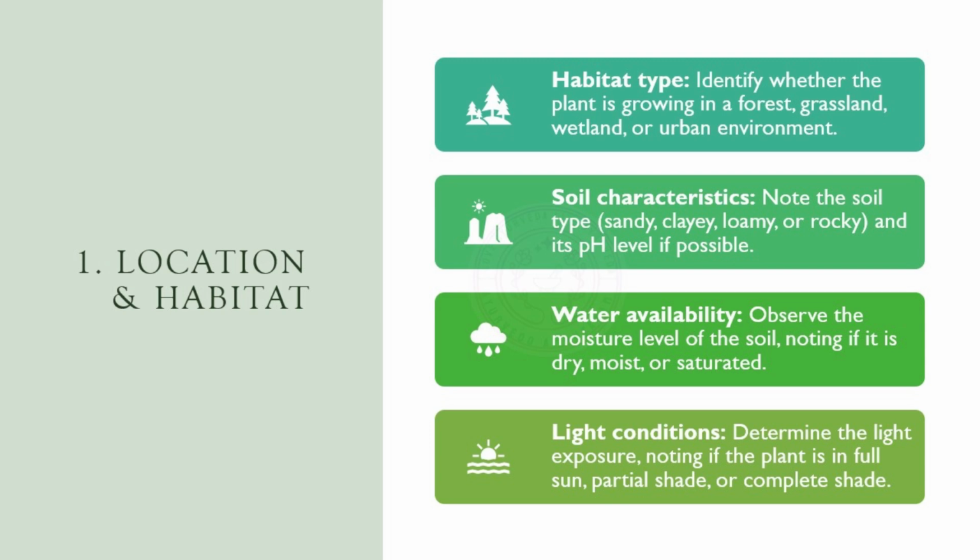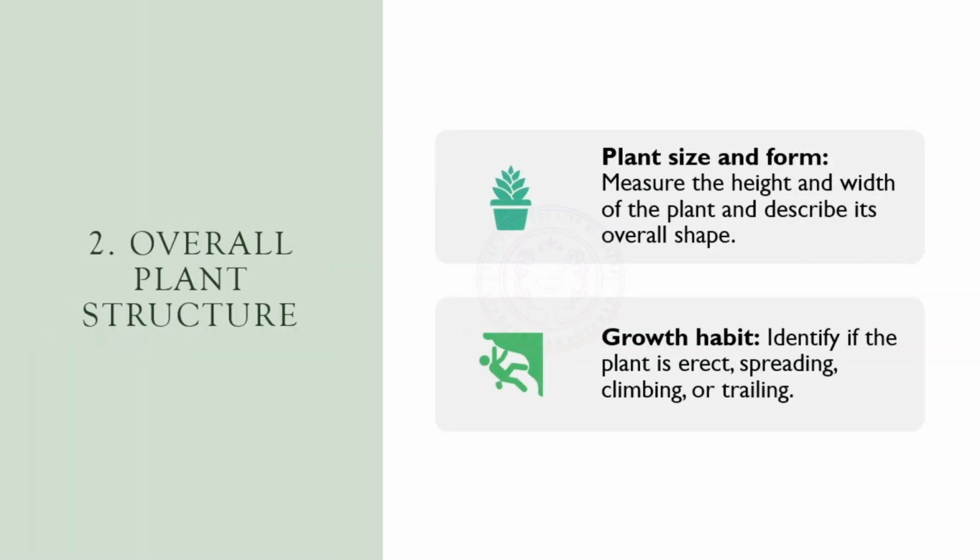After we've noted the habitat, it's time to look at the overall plant structure. Think of it as the plant's build. This includes the plant's size and shape. Is it tall and narrow, short and bushy, or maybe spreading? Also, what's its growth habit? Is it standing upright, spreading, climbing, or trailing?